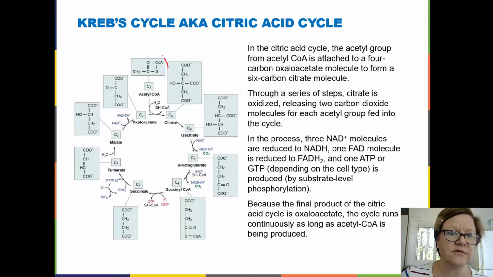So here is the acetyl-CoA. And I like this picture because it tells you how many carbons. If you just look at this little part, it's telling you how many carbons. So there's a 2-carbon molecule, acetyl-CoA. It's going to combine with the oxaloacetate, which is already there.